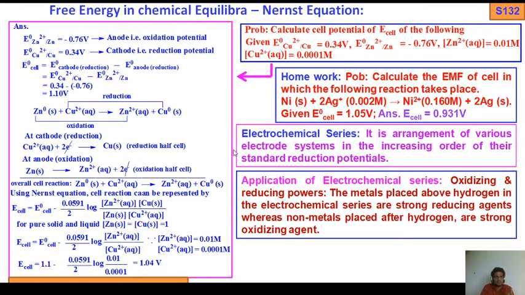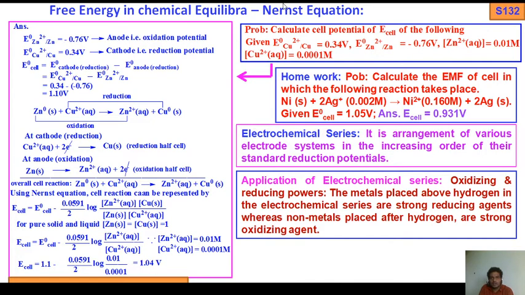Now from these values you can easily find the E naught cell value, because E naught cell equals E naught cathode reduction minus E naught anode reduction. Copper is the cathode, so E naught Cu2+/Cu minus E naught Zn2+/Zn. Putting the values, 0.34 minus of minus 0.76, we get 1.10 volt. So E naught cell is 1.10 volt, positive, which means the cell reaction is spontaneous.